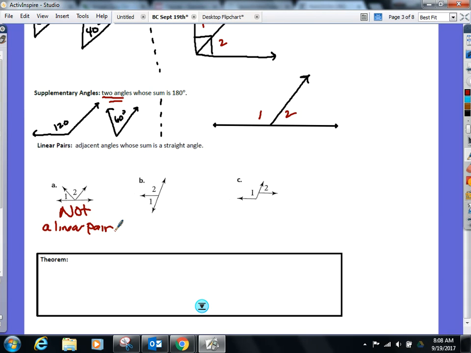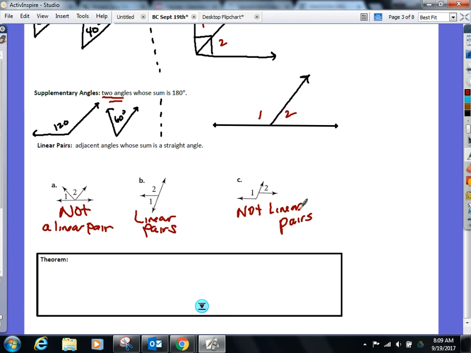What do you think about B? Are those two a linear pair? Absolutely. Adjacent and form a straight line. So those are linear pairs. And what do you think about C, 1 and 2? Are those linear pairs? That looks kind of crazy, huh? Well, first of all, are they even adjacent? They don't even share a common vertex, so we can stop the discussion now. I don't care if they add to 180 or not. They're not linear pairs because they're not adjacent.